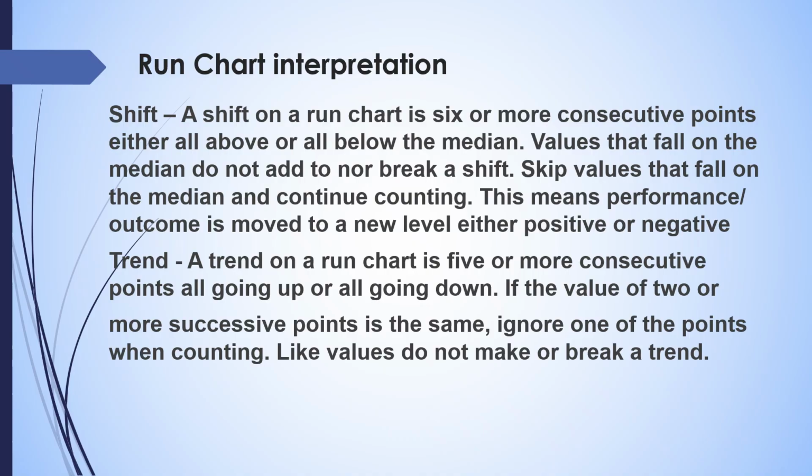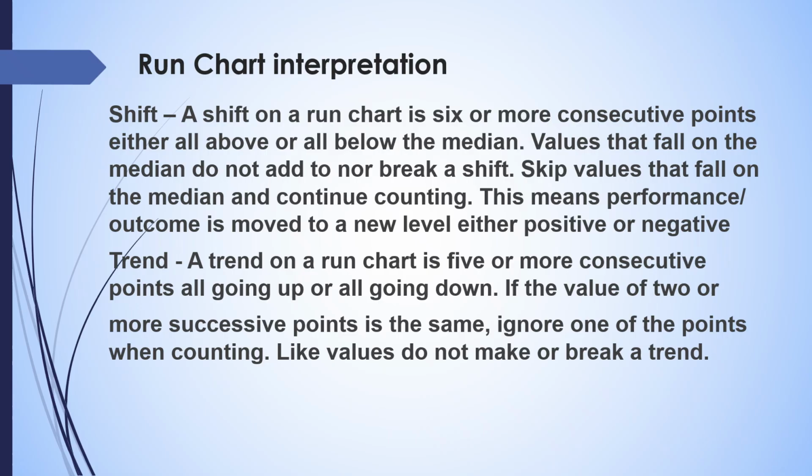A shift in a run chart is 6 or more consecutive points, either all above or all below the median. So if there are six or more data points above the median, that is called a shift. Values that fall on the median do not add to or break the shift. Skip values that fall on the median and continue counting. You watch these slides multiple times, then you will understand. There is an example, and how to read the run chart is in the next topic. This is the theoretical part, and you go to the explanation at a later stage, and you will understand.